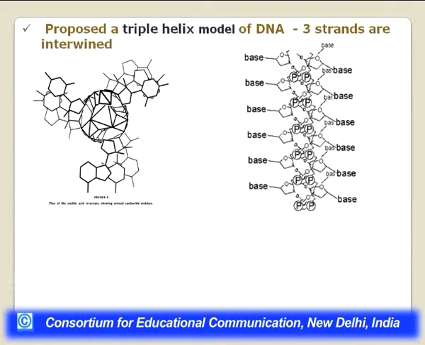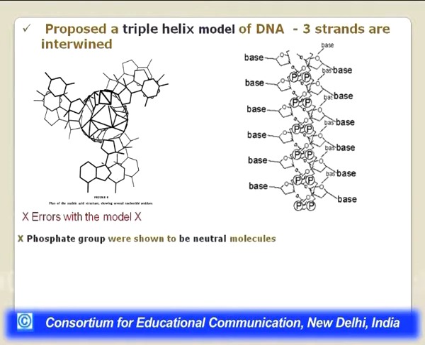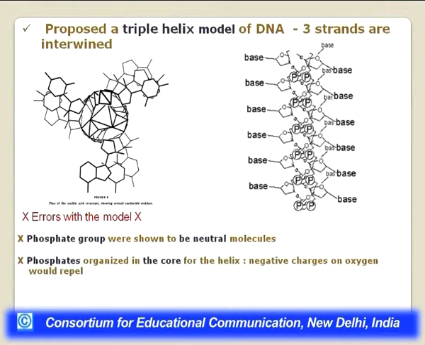But this model clearly had a lot of flaws and errors. The first one was that the phosphate groups were shown to be neutral molecules. The phosphate groups are ionized in water, they cannot remain neutral molecules. So, if they are proposed to be present towards the inner side of the DNA double helix, then they are going to repel each other. In the proposed model, the phosphate groups were organized in the core of the helix, and the negative charges on the oxygen would repel. So, it is not a correct thing.